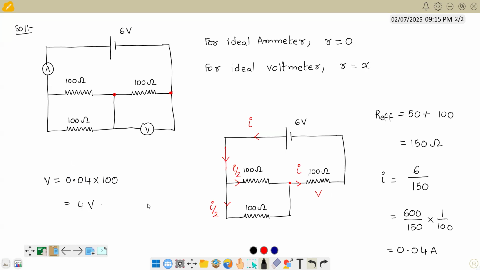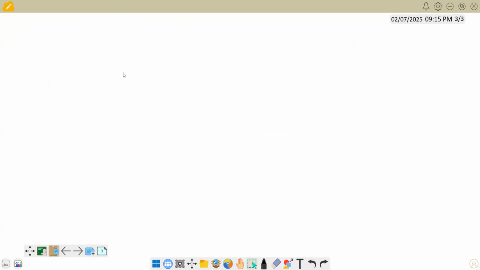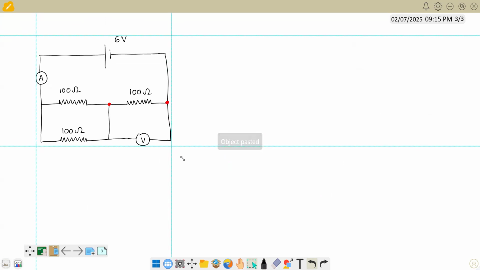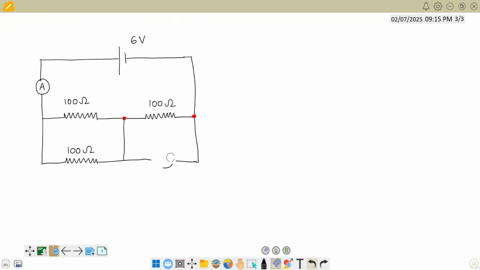But let us try to solve this problem in other ways. There is another method called the voltage method. We will solve this using the voltage method. Let us see what is that voltage method. I will remove this as usual. And this 100 and 100, they will become R effective 50. So I'll remove this, and in place of this 100 ohm, I will write 50 ohm.